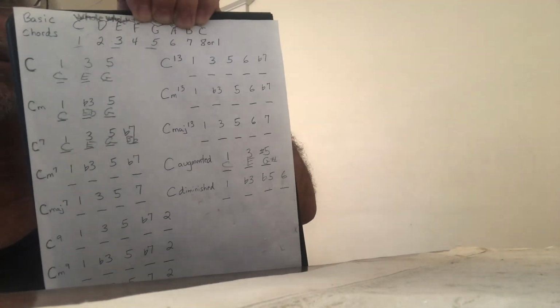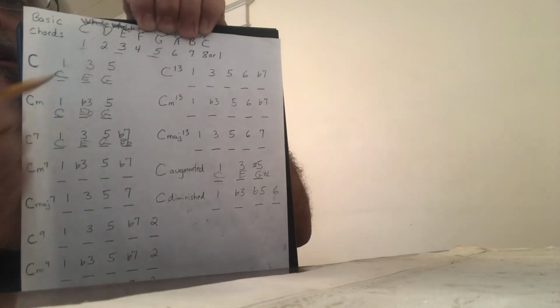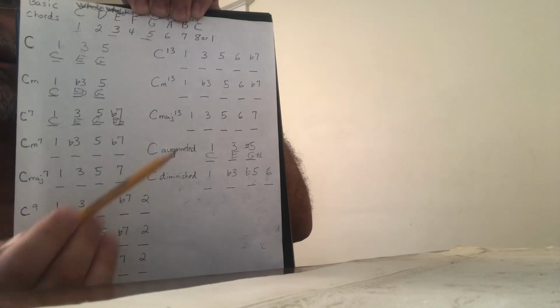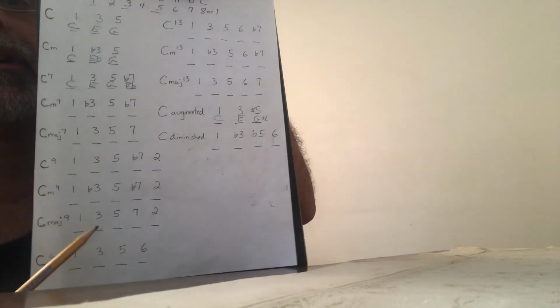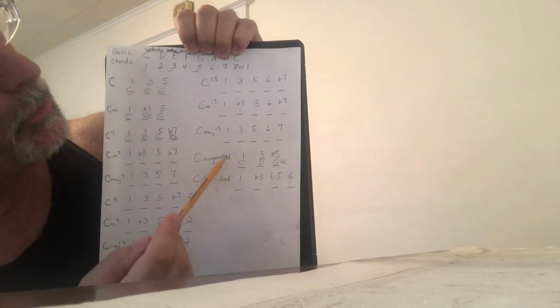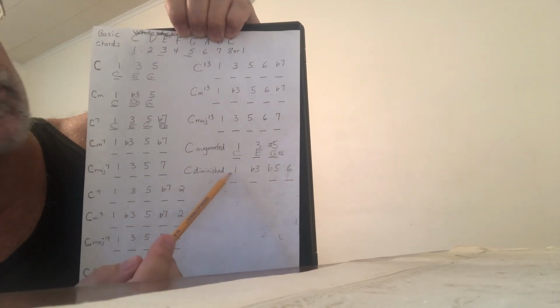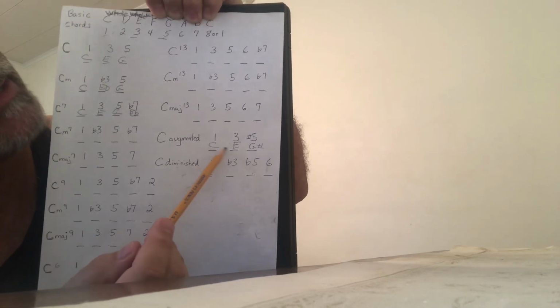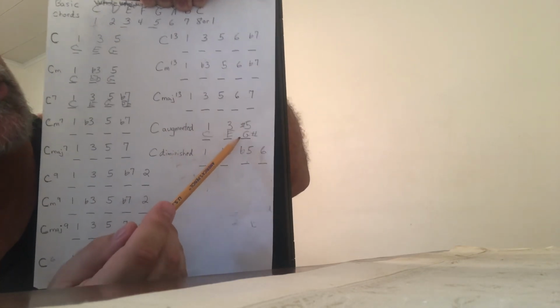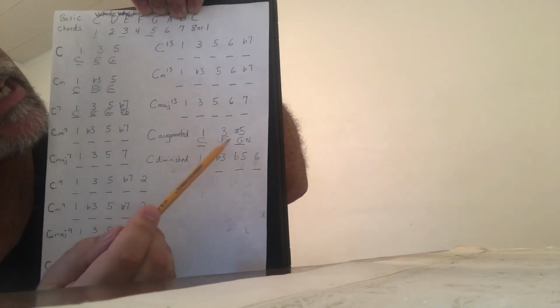Okay, so it's easy enough to write out this information: the major, minor and seventh, and over here we have the augmented. And we're going to work on the diminished. So once again, the augmented is the first, the third, and the sharped fifth, so we have C, E, G sharp.